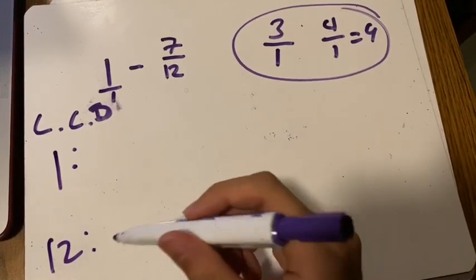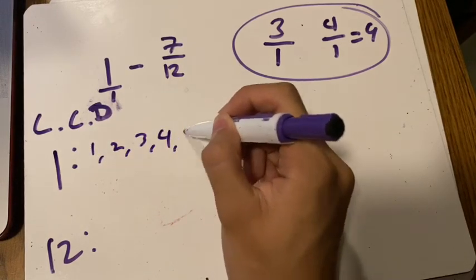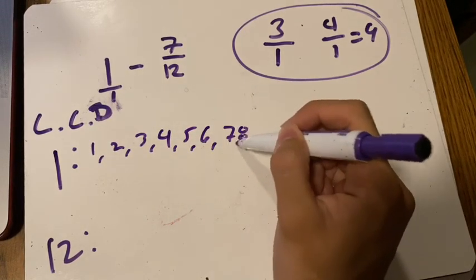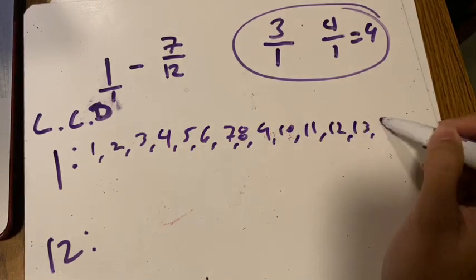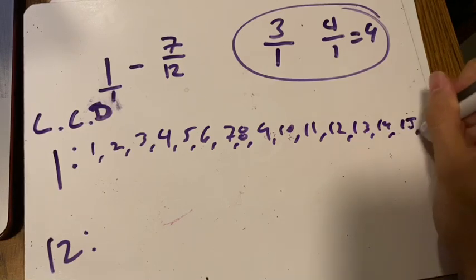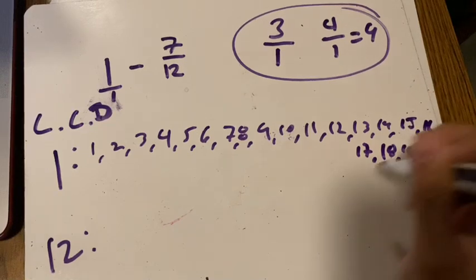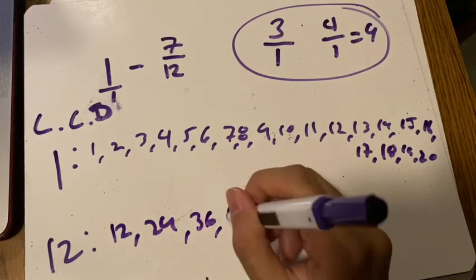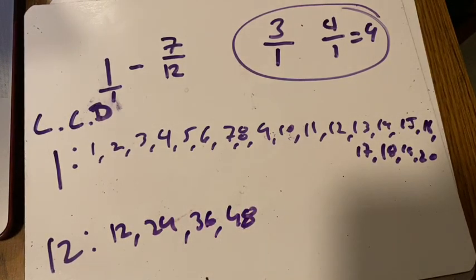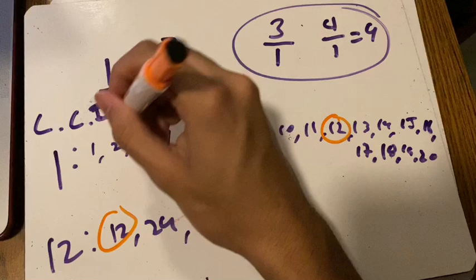Let's go ahead and find the least common denominator. I'm gonna skip count by 1: 1, 2, 3, 4, 5, 6, 7, 8, 9, 10, 11, 12, 13, 14, 15, 16, 17, 18, 19, 20. And you know what? I'm going to stop right there. 12, 24, 36, 48. And you know what? I'll stop right there as well. What's the number that they both have in common? Yeah, they have this 12 in common, right? That is my least common denominator.